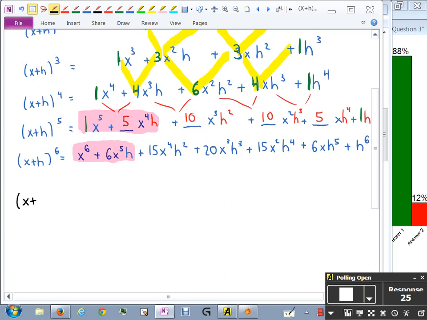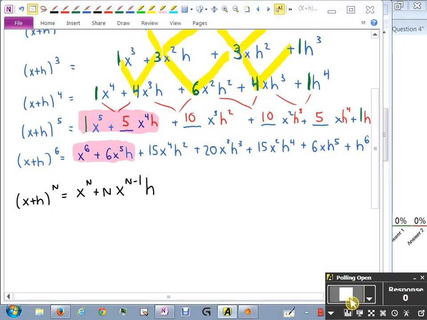What would x plus h to the n look like? First thing would be x to the n plus n x to the... so the power comes down, right? Whatever this was needs to come down by 1, so I subtract 1 from it. So it's the n minus 1 power, isn't it? And then a single h next to that. Let's take a vote if you understand where that came from.